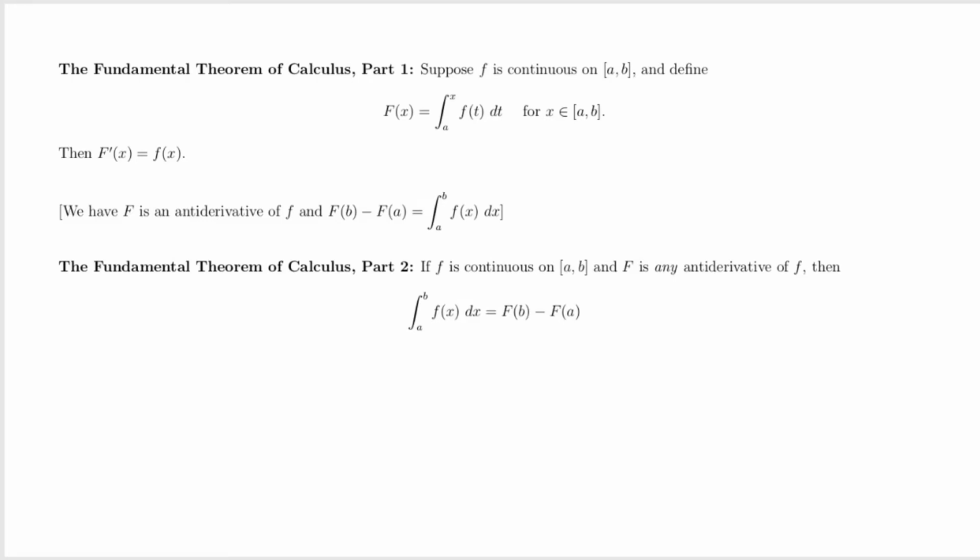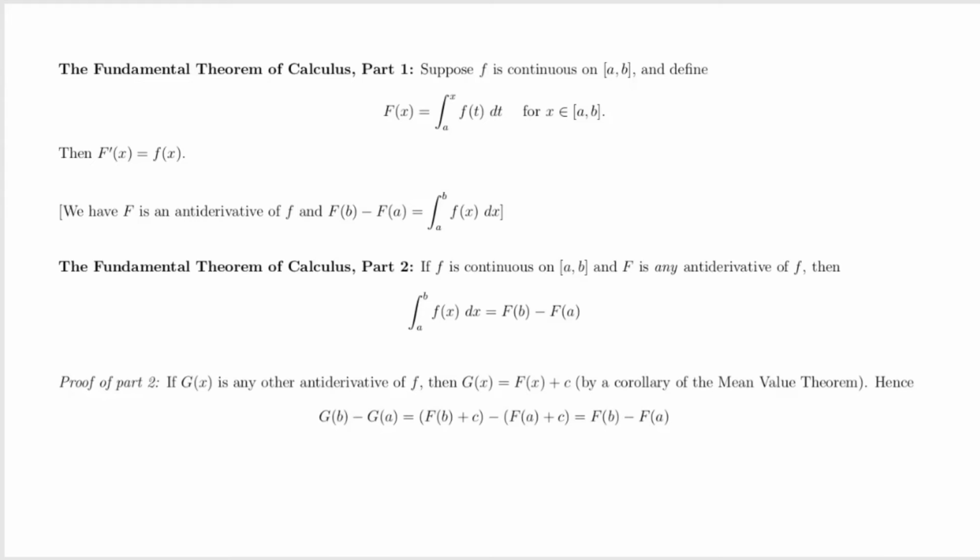Well, in particular, what we've proven is that for the particular antiderivative, capital F, which was this area from a to x function, this works. But what we haven't yet shown is that it works for any antiderivative of lowercase f. But it turns out it is actually very easy to prove that that's the case. Suppose you have a different antiderivative, capital G of x, an antiderivative of lowercase f.